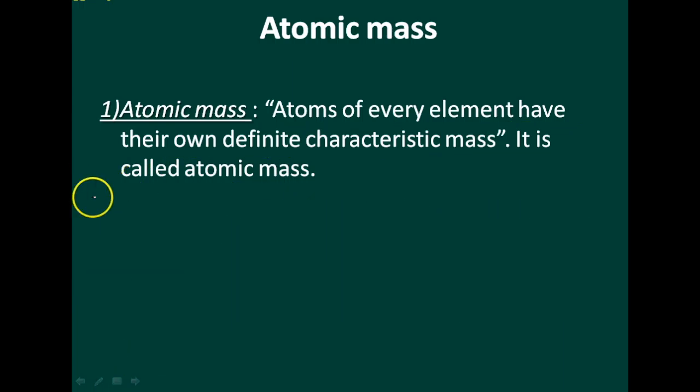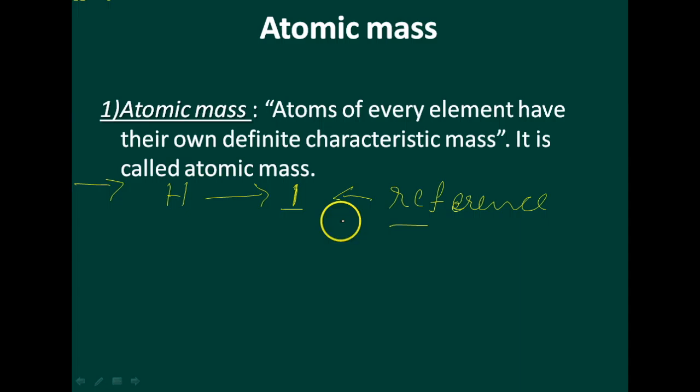So first, just consider hydrogen, which being the lightest atom was arbitrarily assigned a mass of 1. Hydrogen mass is 1, without any units, and the other elements were assigned masses related to it. So this is like a reference we are using.